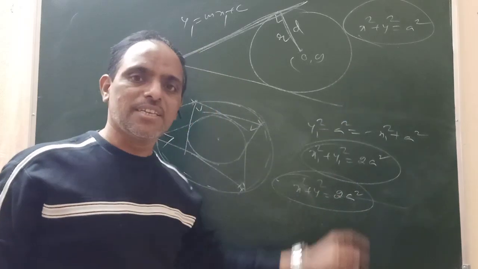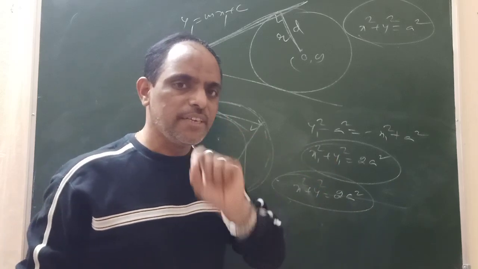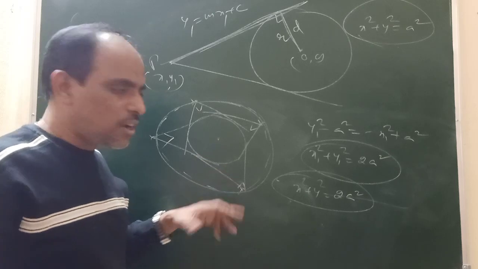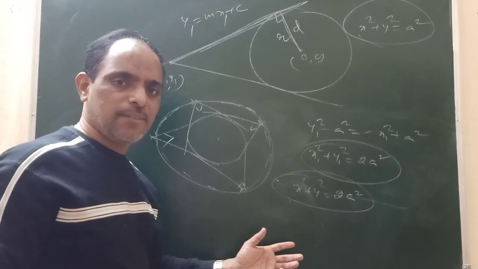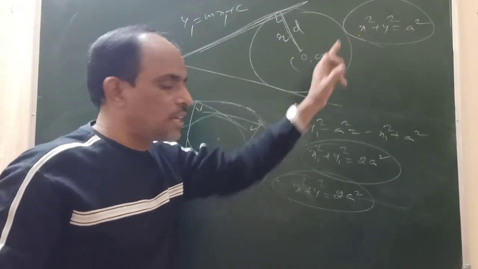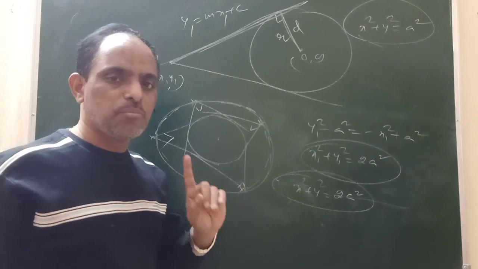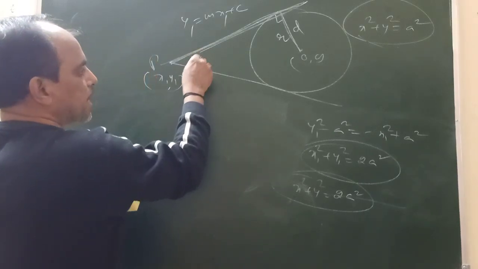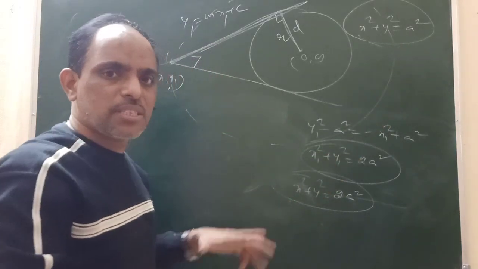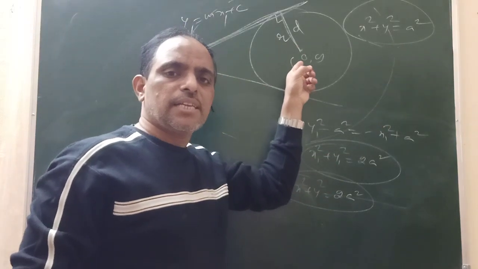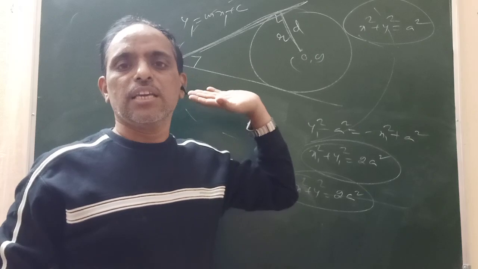So these two circles are concentric circles, and this radius is a. What about this radius? Root 2a. So the locus of the point of intersection of perpendicular tangents is also a circle which is concentric with the given circle and whose radius is root 2 times the radius of the given circle. I am going to explain one more time. If the tangents are perpendicular, then the locus is also a circle. This circle has the same center as the given circle, and its radius is nothing but root 2 times the radius of the given circle.